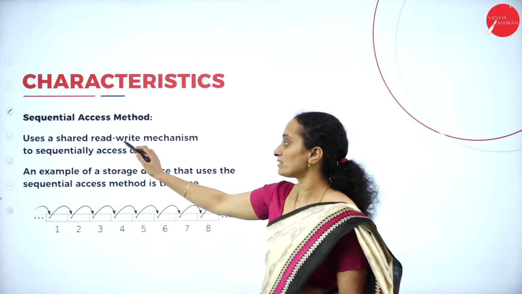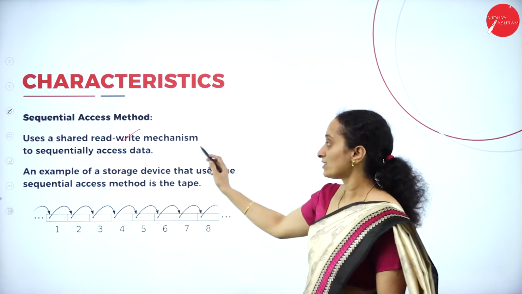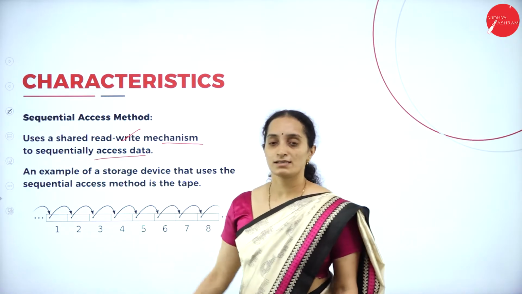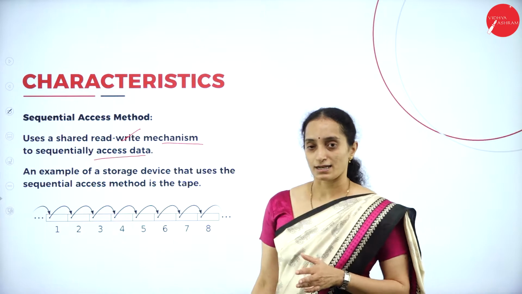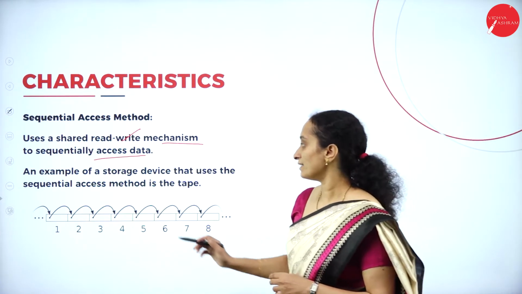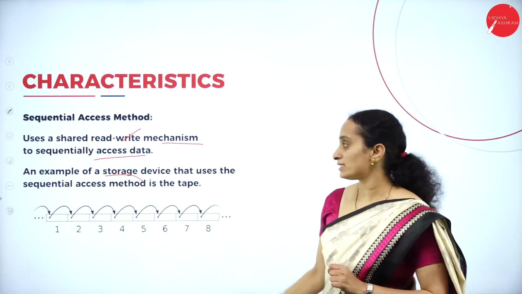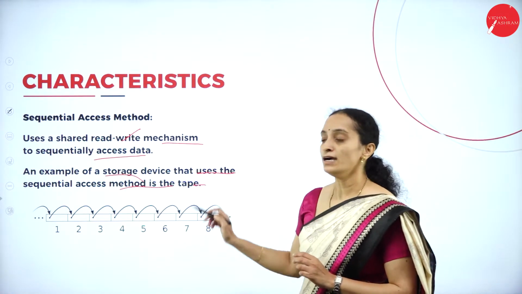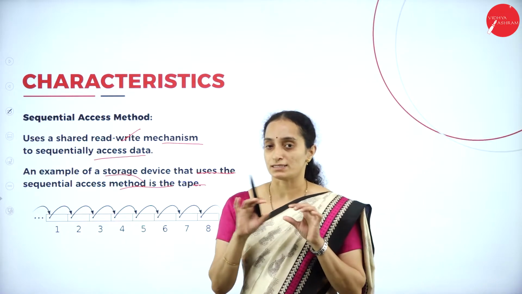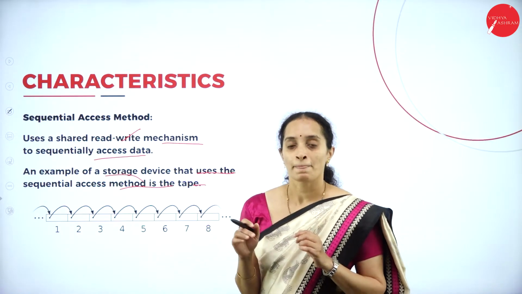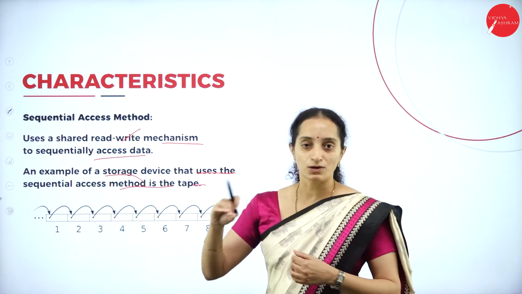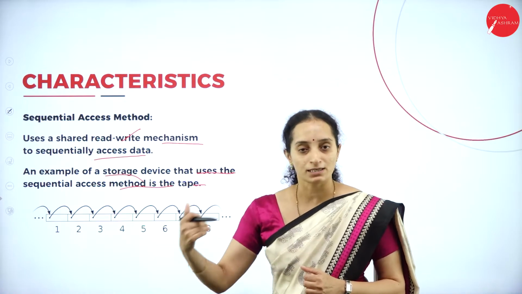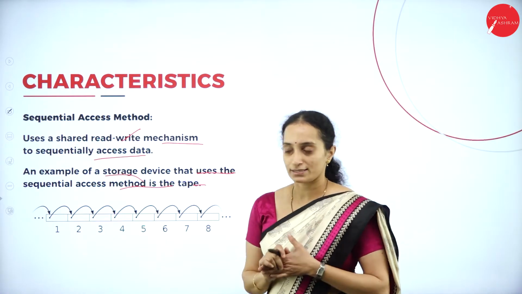As we know, sequential access uses a shared read-write mechanism. Both will be there to sequentially access the data, either to read or to write. An example of a storage device that uses the sequential access method is the tape. You know about the tape of a cassette, isn't it? So it will be sequentially written over the tapes. While accessing also, while reading also, there will be a sequential method that we use to access the data.